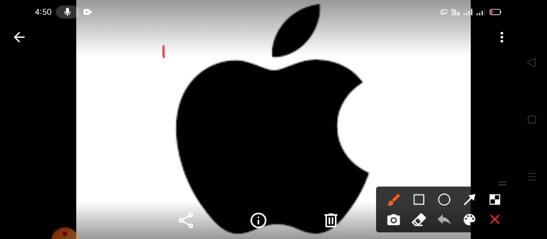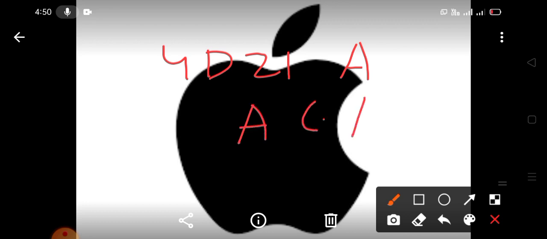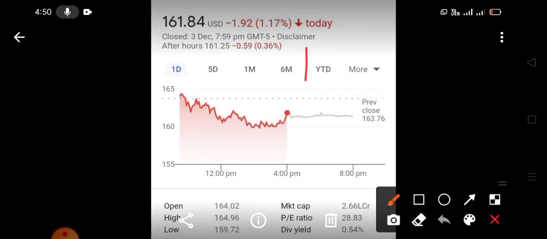Today's date is 4 December 21, and today's chart analysis is Apple Inc. company. Friends, I previously analyzed the chart of Apple stock and gave the target around 160. My target is achieved. Now once again I analyze the chart of Apple and find out what is the next target of Apple stock.